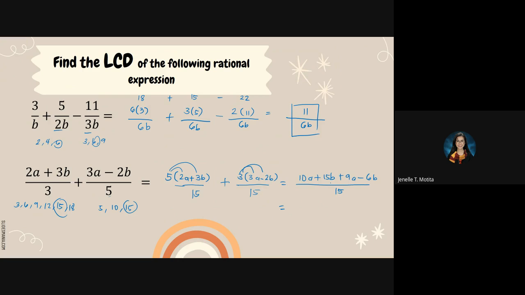We're not yet done. We need to combine like terms. So let's combine 10a and 9a. 10a plus 9a, that's 19a. And for this one, 15b minus 6b, you have plus 9b over 15. Do they have common factors? None. Therefore, this is already your final answer. 19a plus 9b over 15, since all the numerical coefficients are relatively prime to each other.